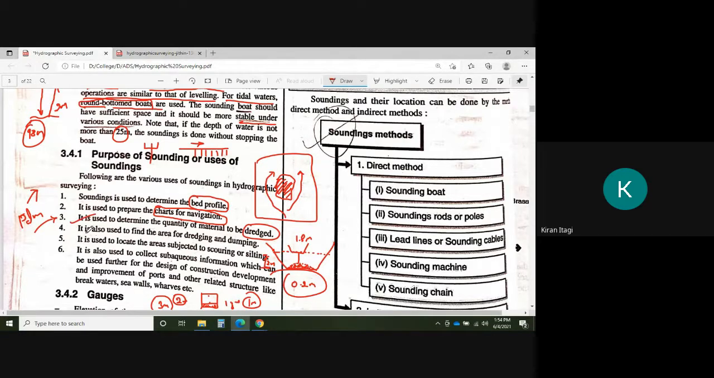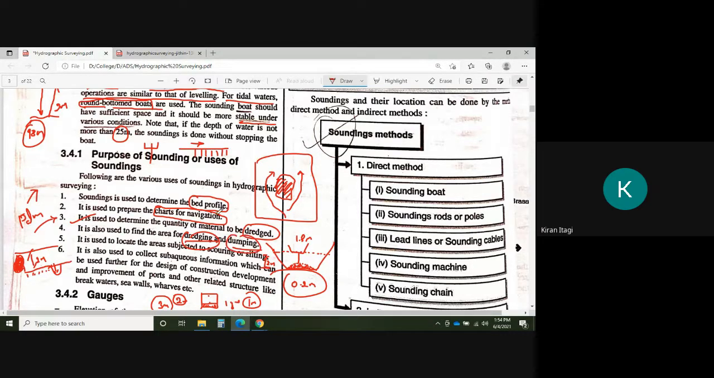So here also the sounding helps. It is used to find the area for dredging and dumping. See, here I want a depth of say 2 meter. Here I have some accumulation of mud, but here we have some gap. The bottom bed profile is like this. So here I have to remove the mud, and here I have to do some dumping to have this level. So it will help in dredging and dumping.